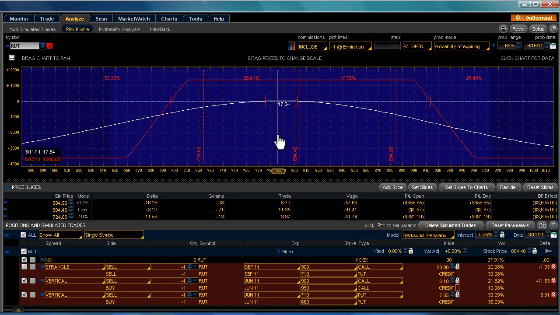If we go to June now, we can see that we have $3,600 at risk, and we have $1,300 maximum profit potential on this. We have a 30% probability of making maximum profit between now and June, which is 3 months away.